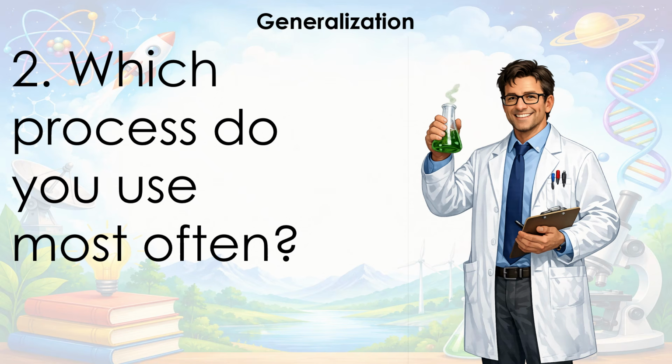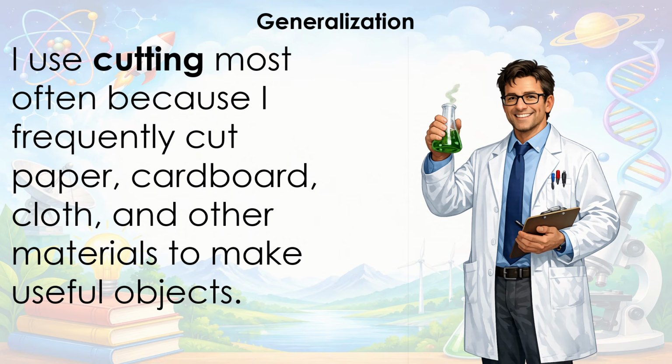Next, which process do you use most often? The sample answer says, I use cutting most often because I frequently cut paper, cardboard, cloth, and other materials to make useful objects. Let's examine why this is a good answer. It identifies the process, cutting, then it gives examples, paper, cardboard, and cloth. Finally, it explains the purpose, to make useful objects. This is a complete answer because it does not simply give a word, it explains the learner's thinking.